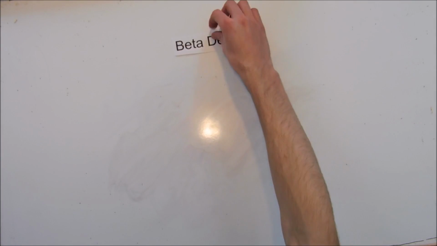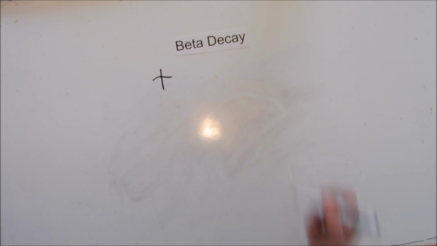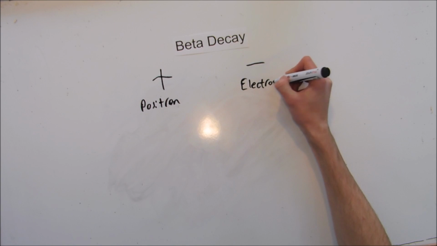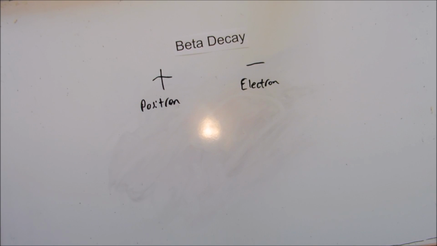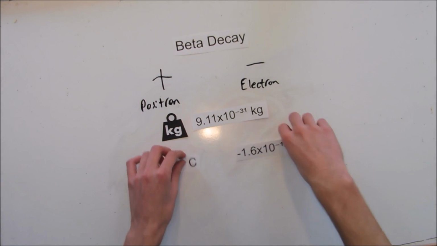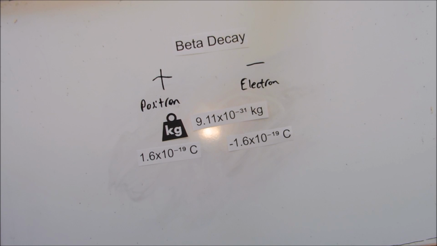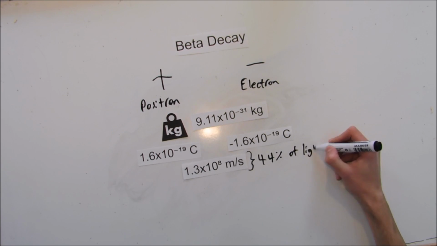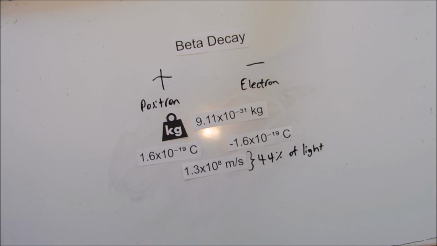There are two types of beta decay, beta plus decay and beta minus decay. Beta plus decay is a positron emission, while beta minus decay is an electron emission. Both have a weight of 9.11 times 10 to the power negative 31 kilograms. The charge on a beta plus decay particle is 1.6 times 10 to the power negative 19 coulombs. The beta minus decay particle has the same charge but is negative. The speed of both is 1.3 times 10 to the power 8 meters per second, about 44% the speed of light.